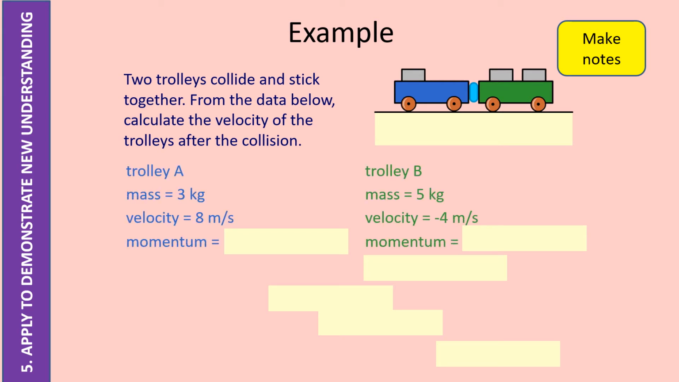Trolley A has a mass of 3 kilograms and a velocity of 8 meters per second. So its momentum can be worked out using momentum equals mass times velocity. 8 times 3 is 24 kilogram meters per second.